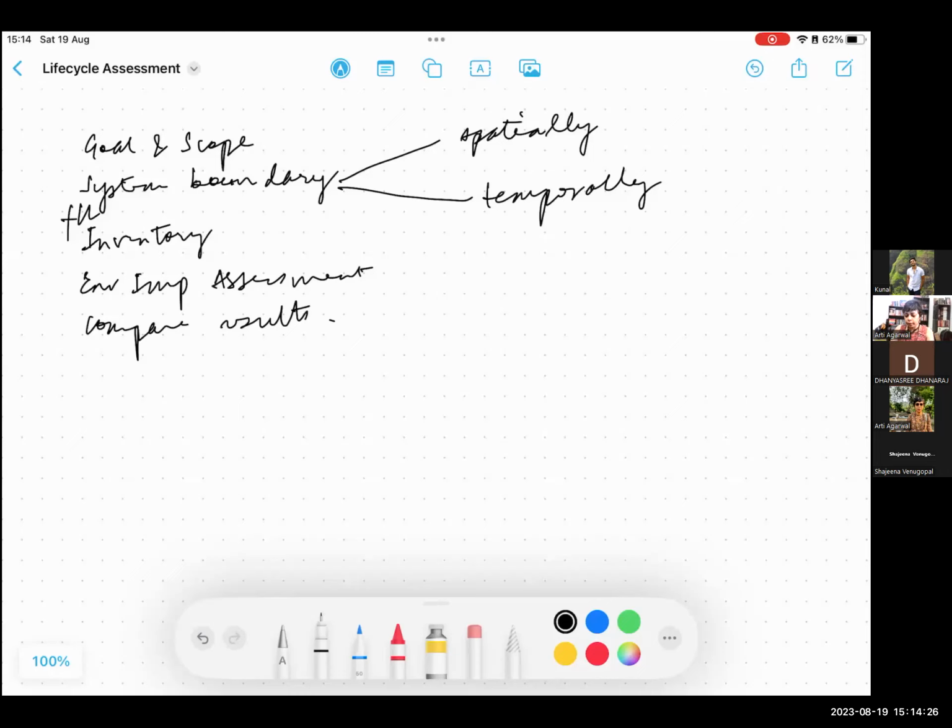So you have to define that in a more succinct way, in a few lines alone. For example, in your case, it may be that you want to redesign a product to be more environmentally sustainable. So you want to measure which materials can be changed or recycled or replaced. So that can be the goal of your LCA. You understand what I'm trying to say?